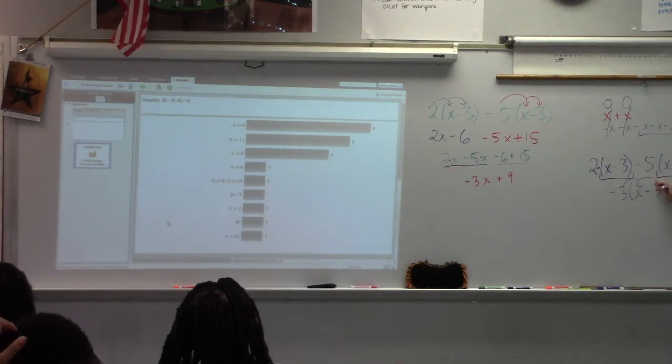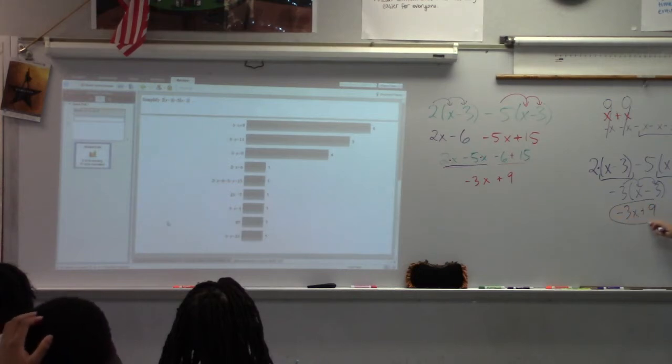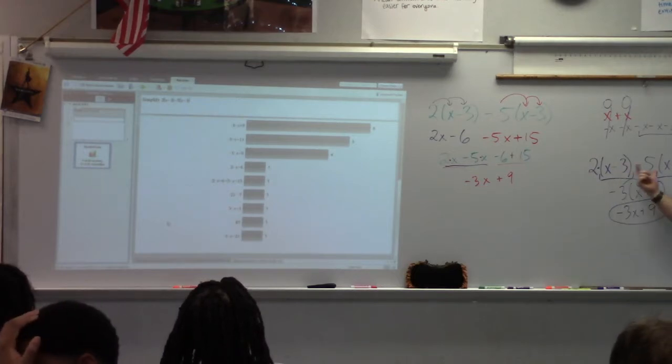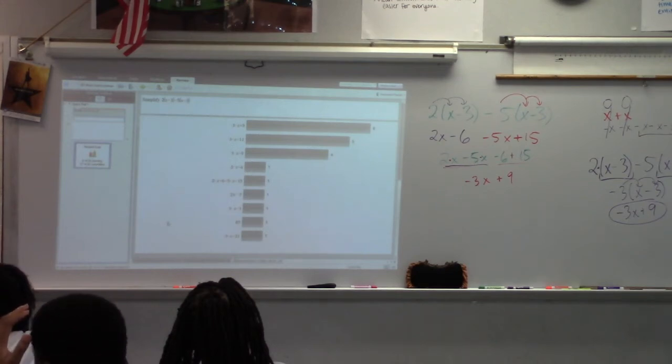Now I can distribute. Same answer, 2 steps. We just want to notice that and look for that idea. Y'all keep talking about like terms, but I want you to see that in a way, these are like terms. The x minus 3s are in common.